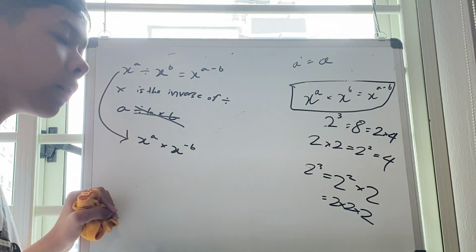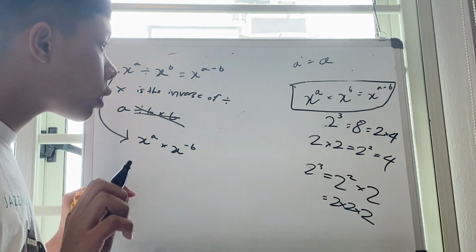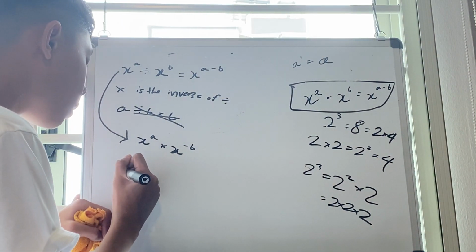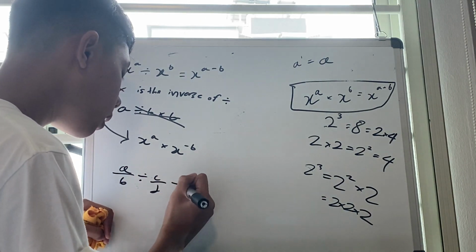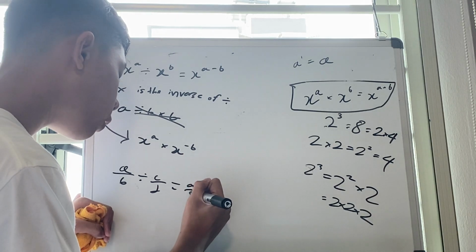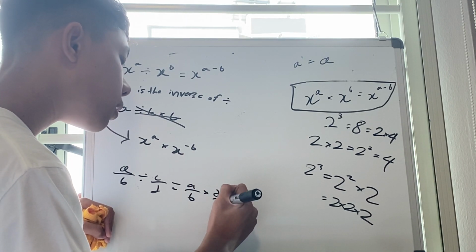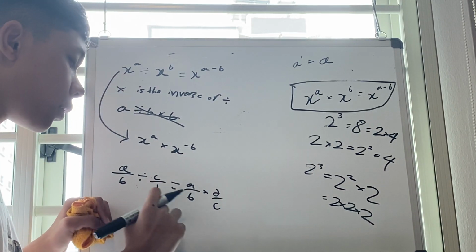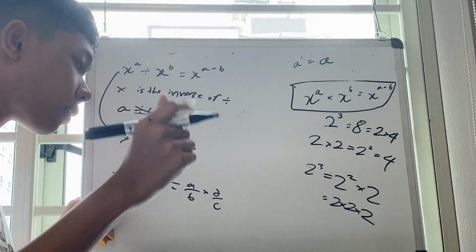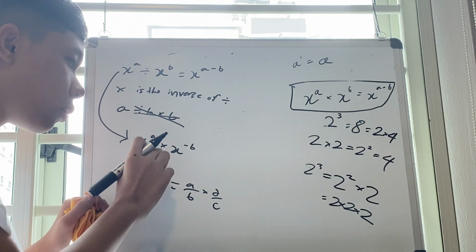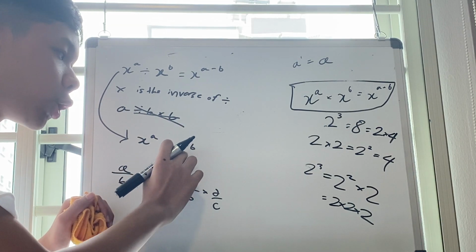Just like when you're doing a division with fractions, let's say a over b divided by c over d equals a over b times d over c. This property is also just like here. You're flipping the signs. So you flip and then you change.